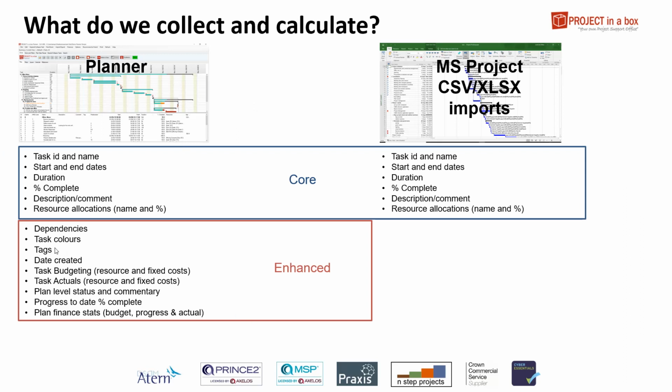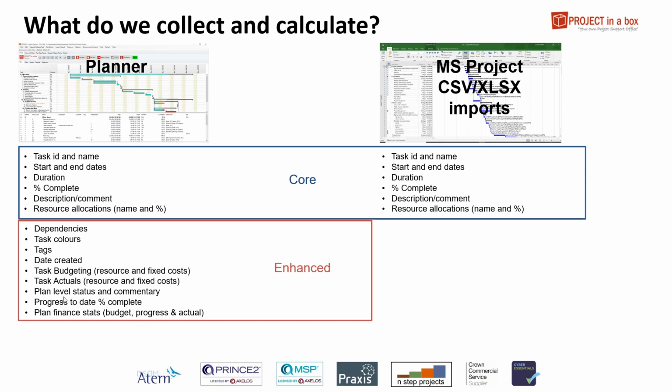We bring task colors and tags for filtering, the date the task was created, and a whole load of data around costings: task budgeting, the rates associated with resources, so we can work out their cost based on their allocations, and also fixed costs. And then for actuals, we also collect the number of hours people have booked and work out the real cost of that and the real fixed costs incurred as well. That allows us to calculate a whole load of really useful data around cost from the bottom up part of the plan.